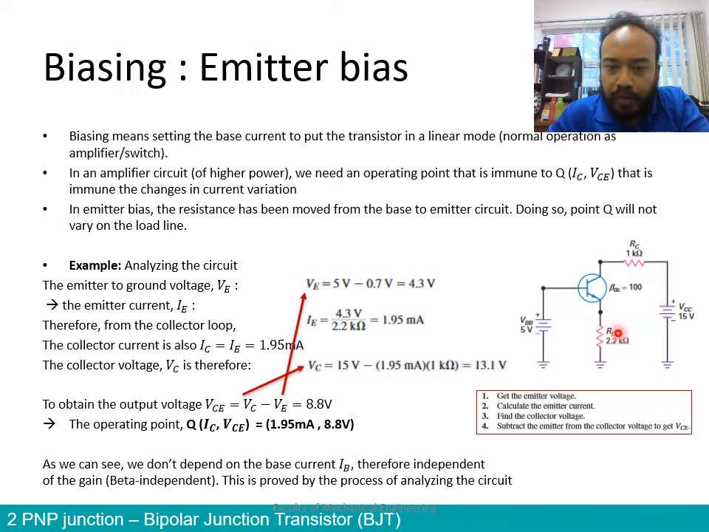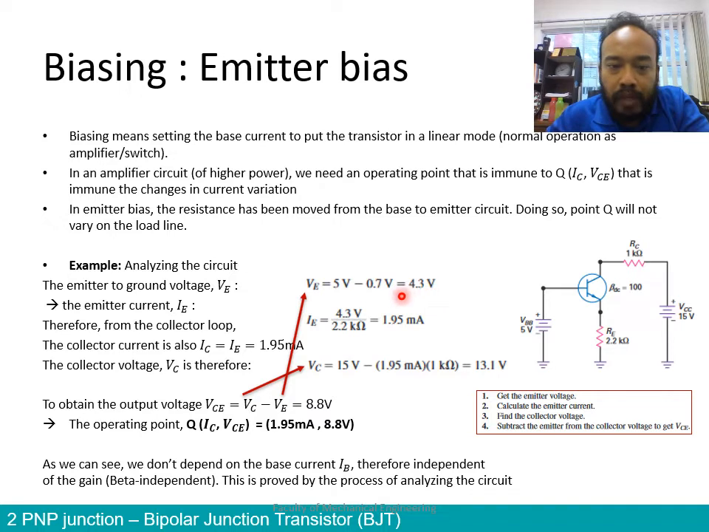If you want to find VE, as we look into the base loop, we could deduce VE. In the base loop, we will have VE, we will have VBB, and we have VBE. So if you write your KVL, you'll find that VE will be equal to VBB, 5 volts, minus VBE. By now you know VBE will be taken as 0.7. So we will have that our VE, the voltage across the resistor RE, equals 4.3 volts.